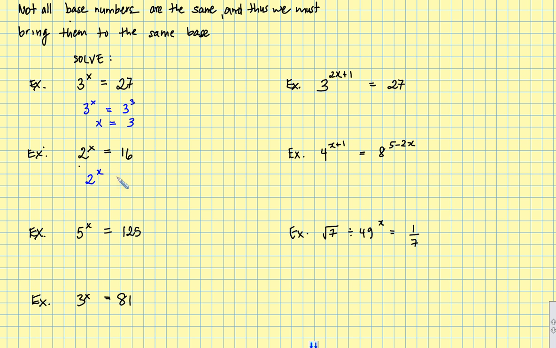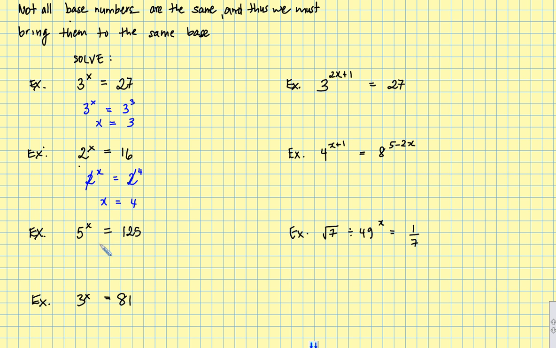If I look at the next example, I've got 2 to the x equals 16. Well, 16 can be brought down to a prime number base of 2 as well, so that it goes to 2 to the power of 4. Now, because the bases again are identical, I can disregard them, and I find that x is equal to 4.